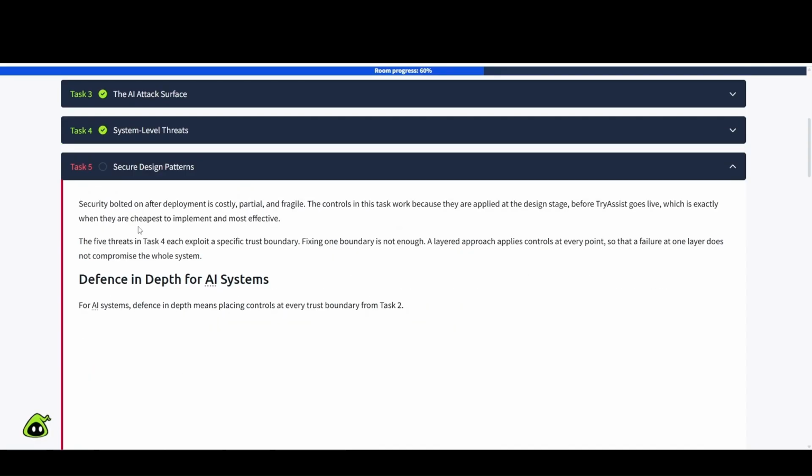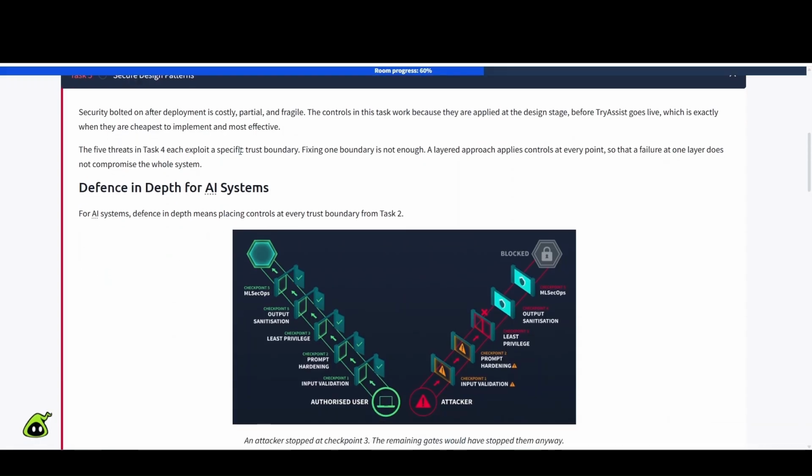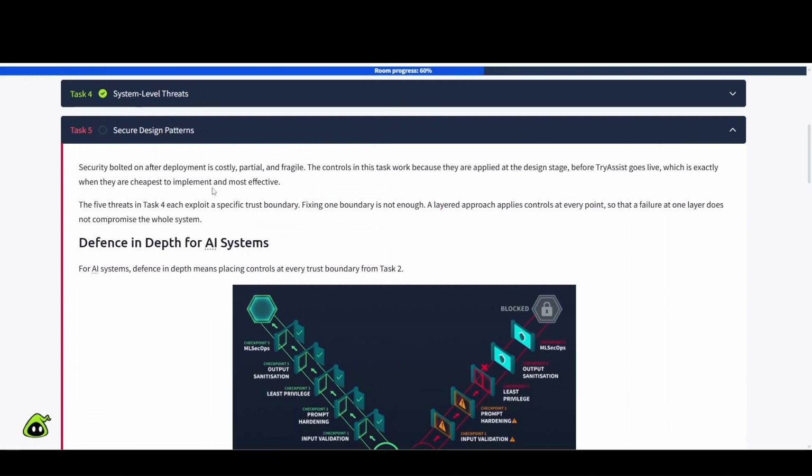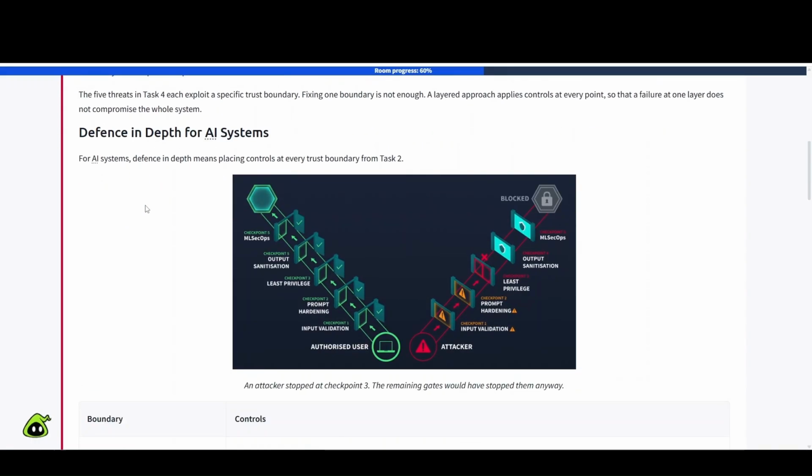Task number 5, secure design patterns. Security bolted on after deployment is costly, partial, and fragile. The controls in this task work because they are applied at the design stage before TryAssist goes live, which is exactly when they are cheapest to implement and most effective. That's right. Shift left security, I believe, is a term for something like this, if I'm not mistaken. Go ahead and Google that and post it in the comments.